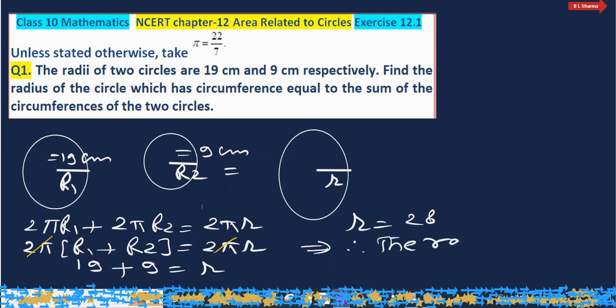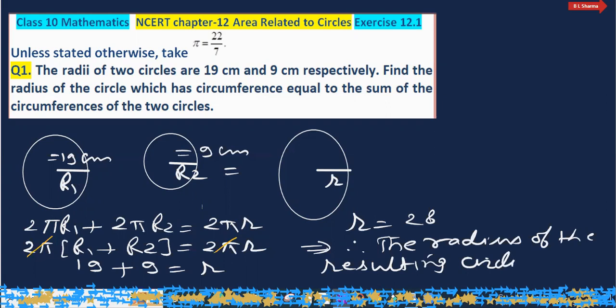Therefore, the radius of the resulting circle or desired circle is equal to 28 centimeter. Answer. इसका जो रेडियस होगा वो होगा 28 सेंटीमीटर. डायरेक्टली आप ये 2 पाई इस पे जंप ना करें.